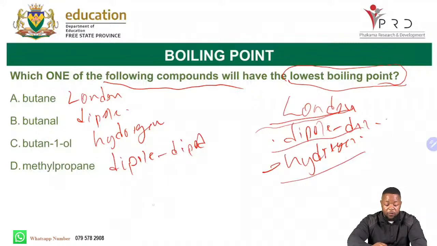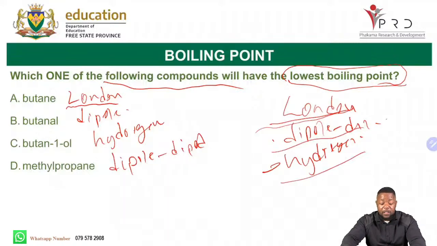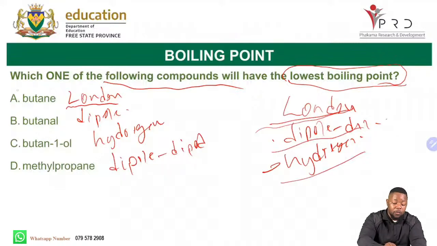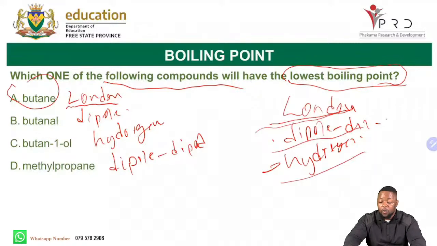Which intermolecular forces are the weakest here? The London forces. The London forces are the weakest. If the London forces are the weakest, less energy will be required to overcome the intermolecular forces, and therefore butane will have the lowest boiling point.